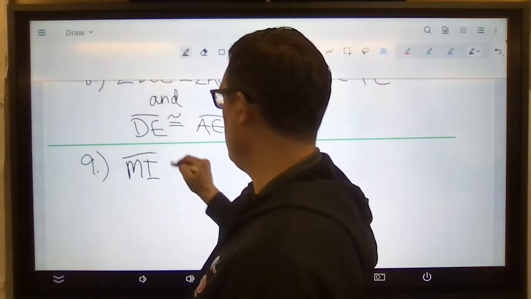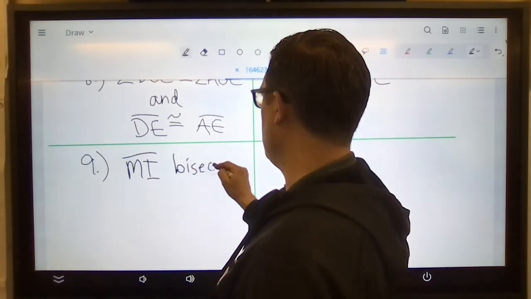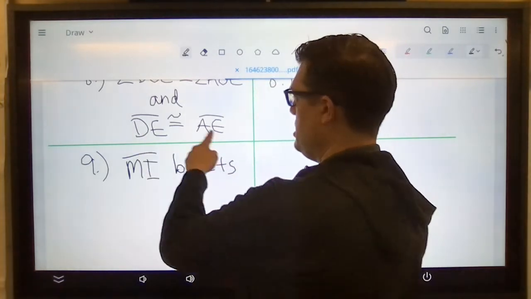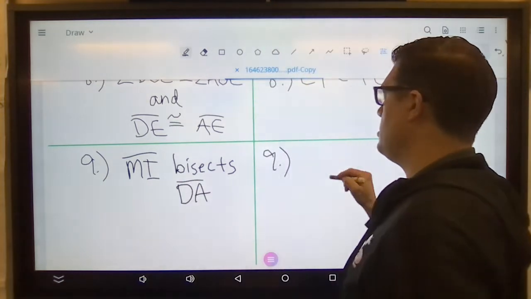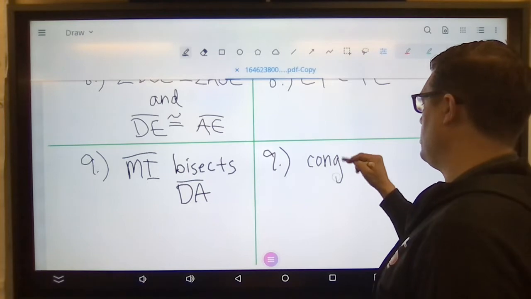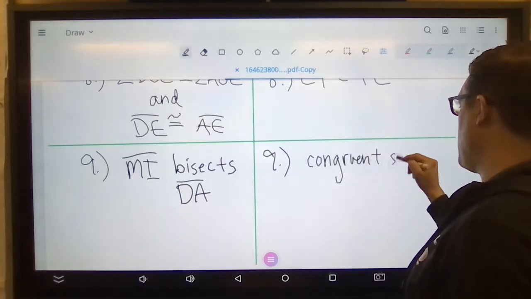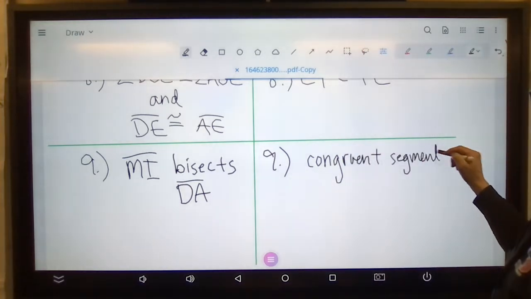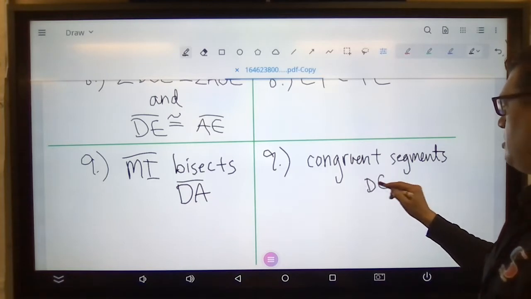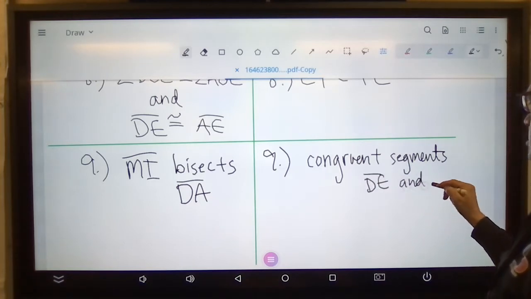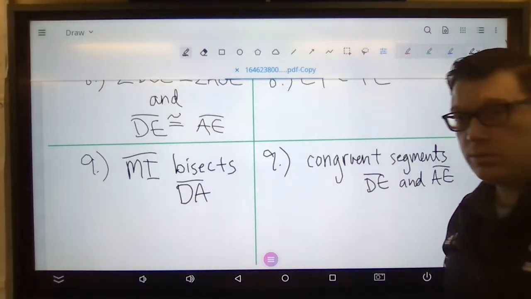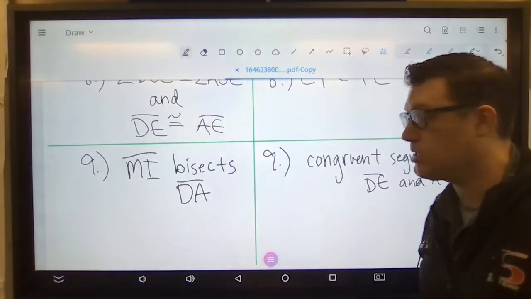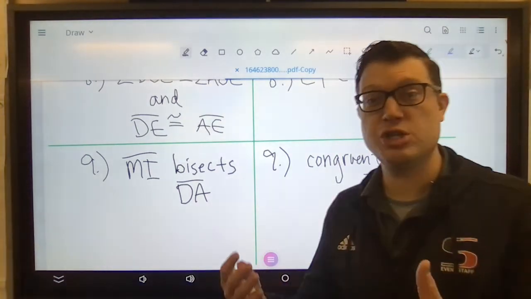MI bisects DA. And the reason is congruent segments DE and AE. The only way that that could really happen is if they're actually parts of the same line that's being bisected. Okay, definition of bisect.